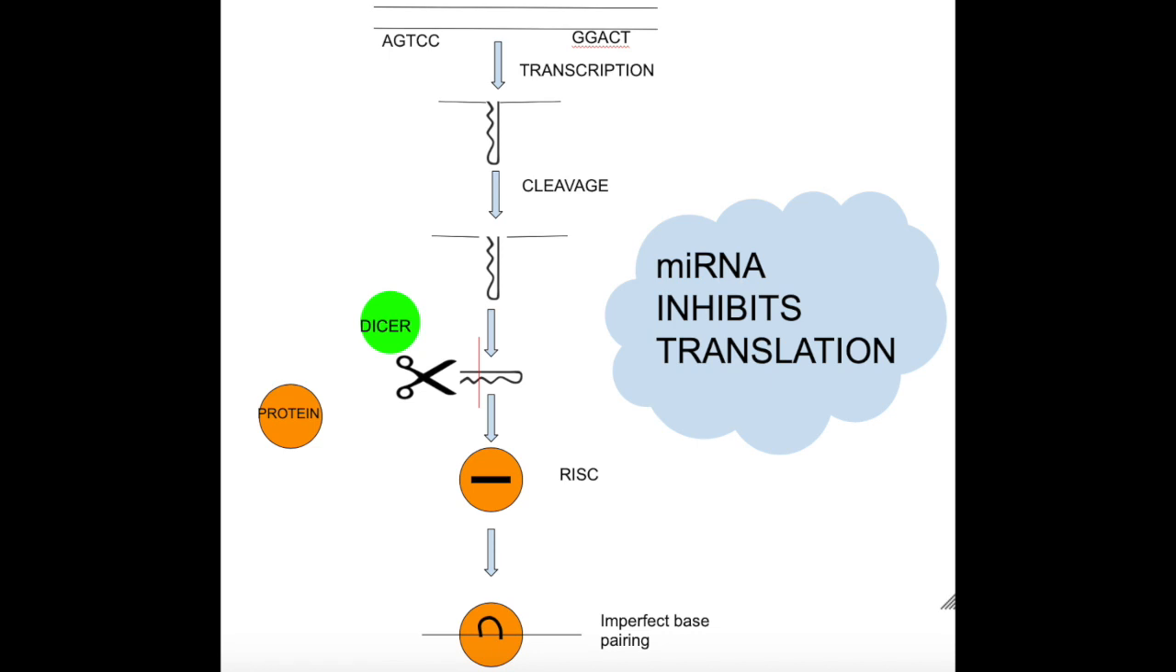One strand of the microRNA combines with the protein Argonaute, forming an RNA-induced silencing complex. This complex binds with an mRNA, resulting in imperfect base pairing, inhibiting translation.